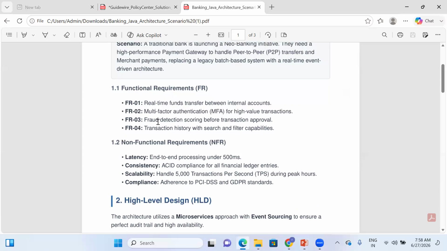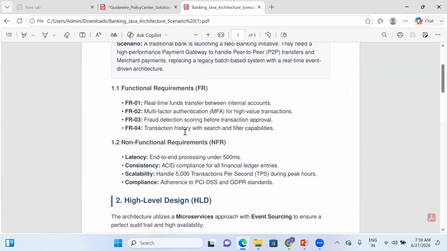Point number three, fraud detection scoring before transaction approval, because there can be some fraudulent payments. This part also last week I covered, if you remember that. Fraud detection can take place, okay? Or else, recently the accounts which were not active, right? So recently got active and now transactions were happening faster. This is all about identifying the fraud detection scoring, all that. So this is the third one.